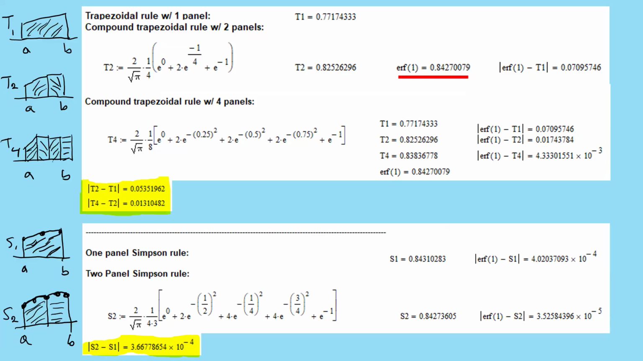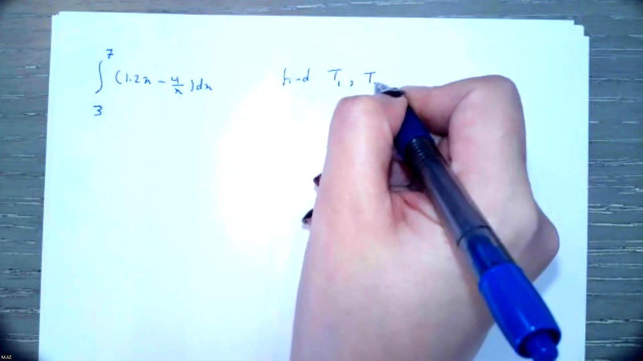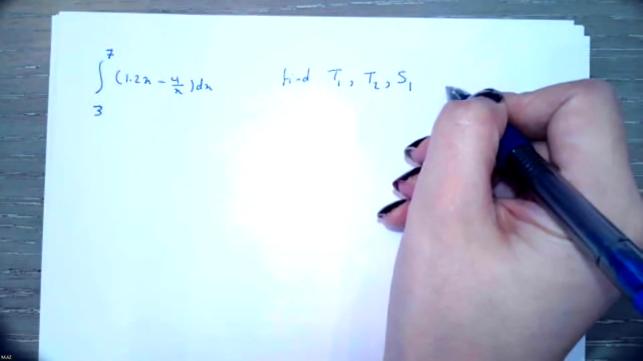Let's look at one example. For this integral, from three to seven, find T1, T2, S1, and M.